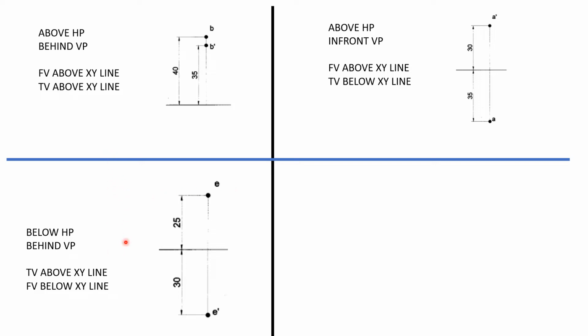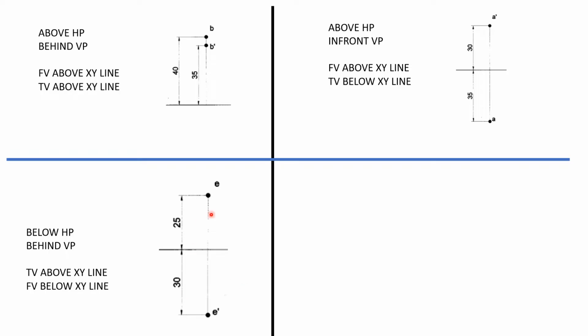As we already told in the second quadrant, this blue color line is moved, that is HP is rotated 90 degrees clockwise. So this is moved up, this is moved up. So the top view will go above and the front view will come below the XY line.